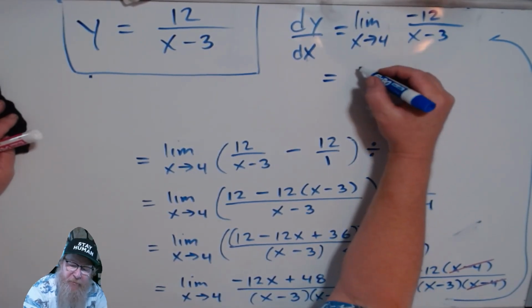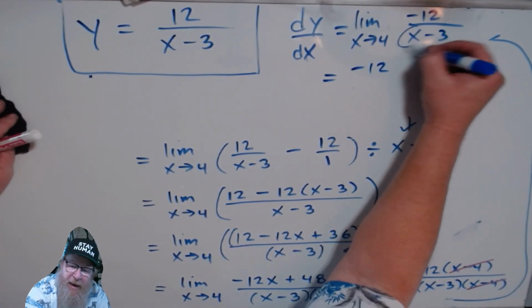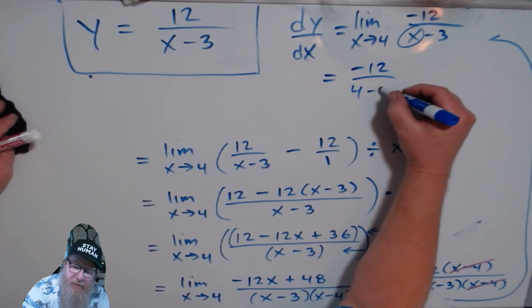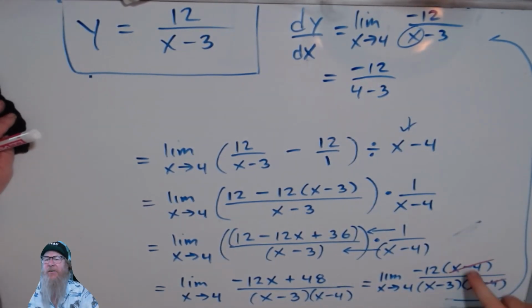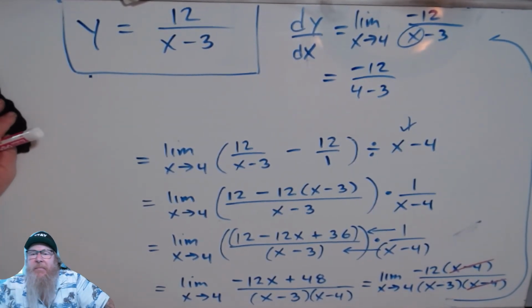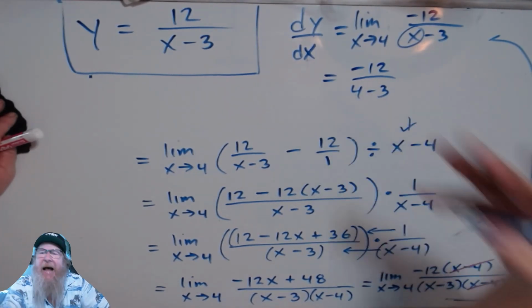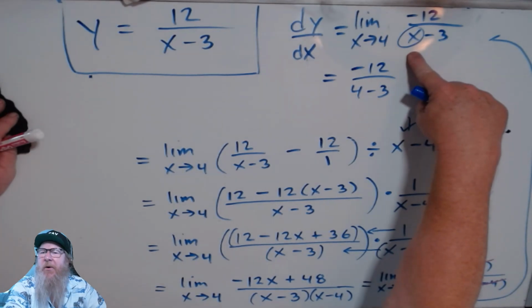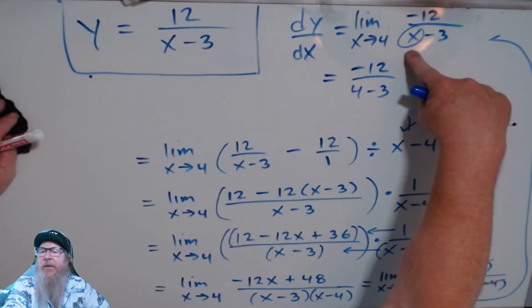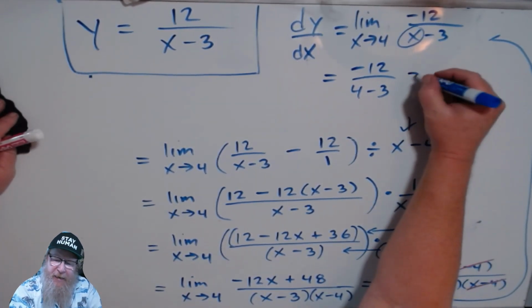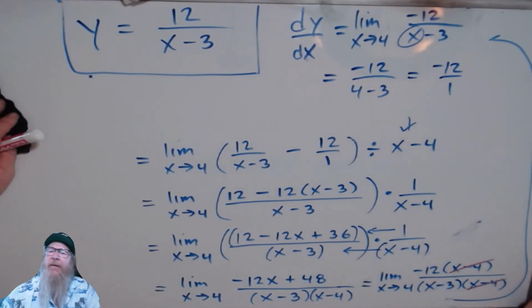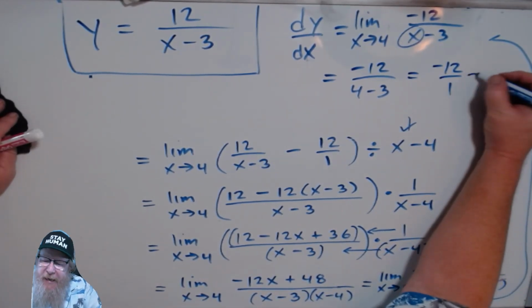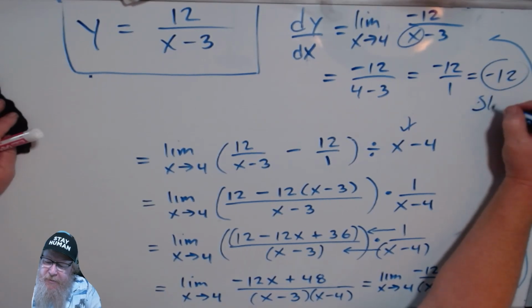I'm going to plug in 4 for x. Once you've canceled the x minus 4, there's nothing preventing me from just evaluating the limit. So now the limit as x approaches 4, direct substitution, just plug in 4, and I get negative 12 over 1, which is just negative 12. So there's my slope.